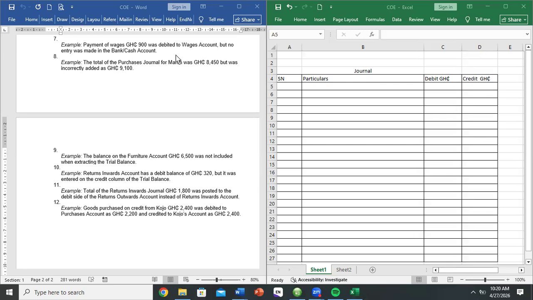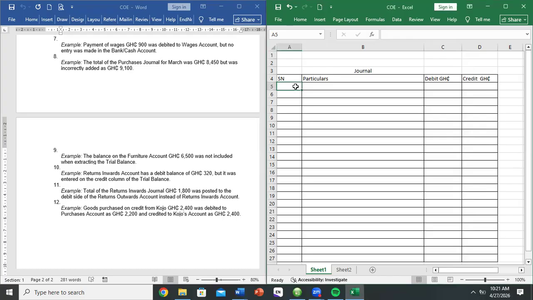You realize that you get to a point where you don't know which other account to pass the corresponding entry. But if you have done the analysis, you are aware that single entry errors affect the trial balance, and for that matter, suspense will be affected. So in correcting it, definitely suspense will come in. So we are going to credit bank or cash account, but we have to debit suspense account because this is a single entry error and it will affect the trial balance.